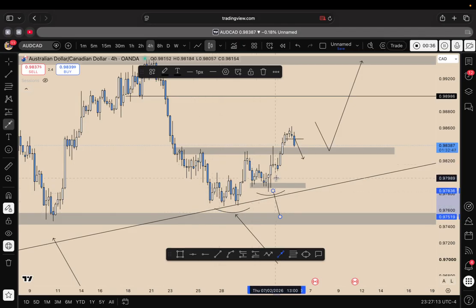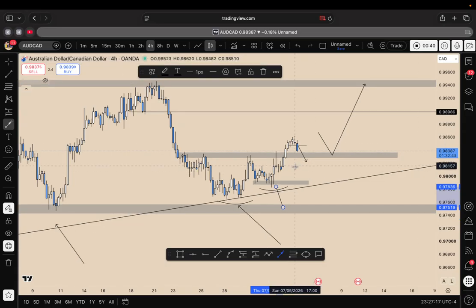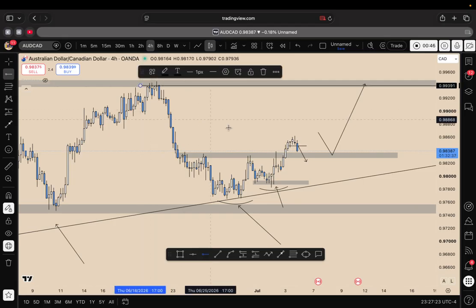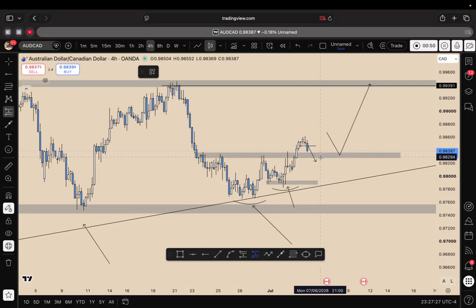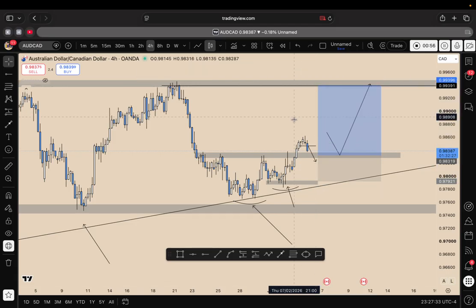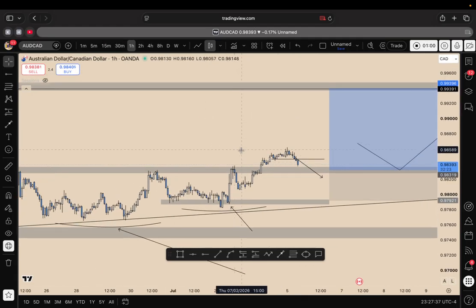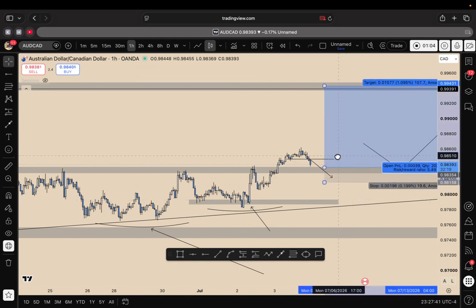We broke out of this little consolidation ahead. Broke above the higher low. Now all I'm waiting for price to do is create a higher low and essentially retest this area right in here. So that's all I'm looking for, something along the lines of this. And we're going to take it all the way up to this major resistance. Go down to the H1. Probably going to be somewhere along the lines of this, something like that.